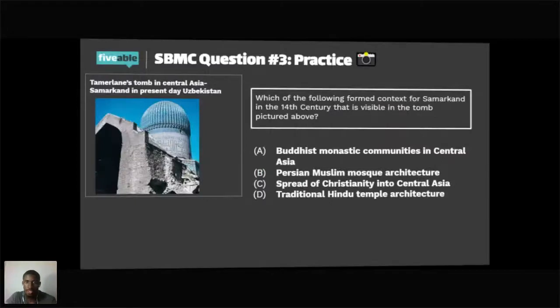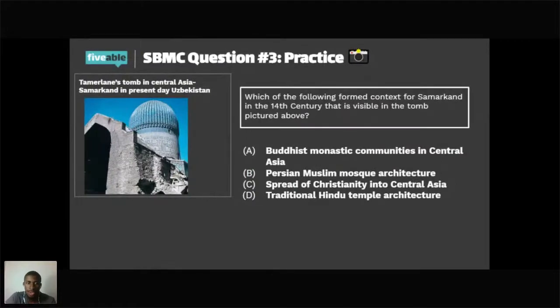Next question relating to the tomb, we have which of the following formed context for Samarkand in the 14th century that is visible in the tomb's picture above? So this one still has to do with the Mongols. And just really look at the architecture and the way that the tomb is structured. It's going to be very helpful because it relates back to one of these religious ideas.